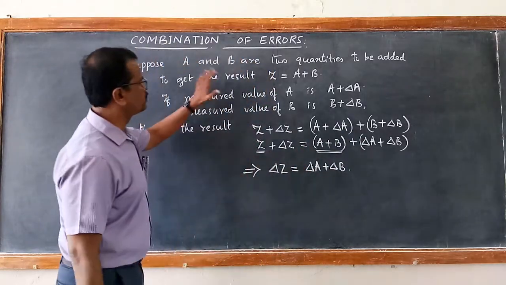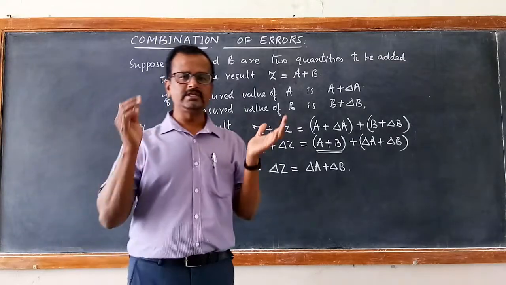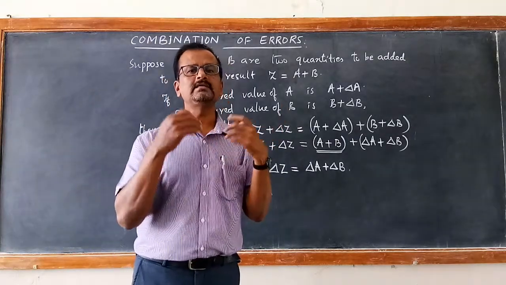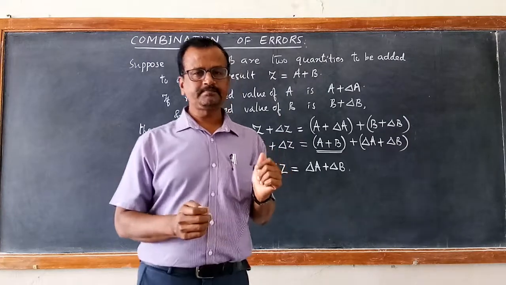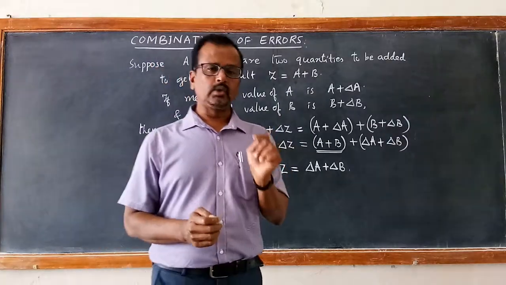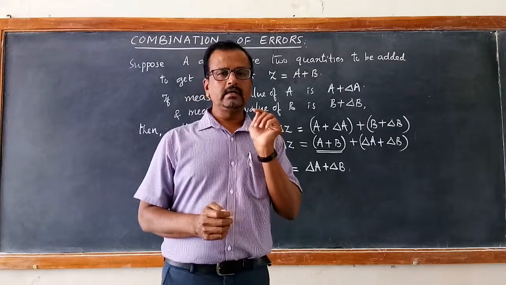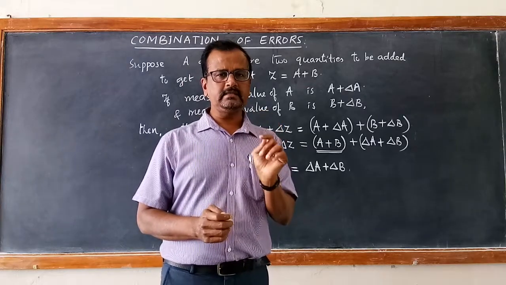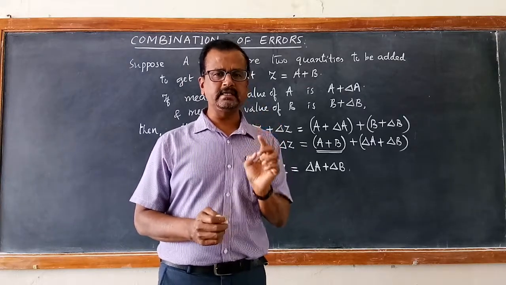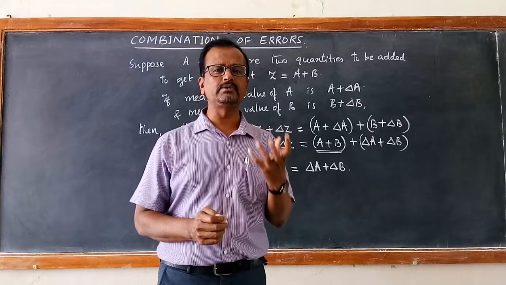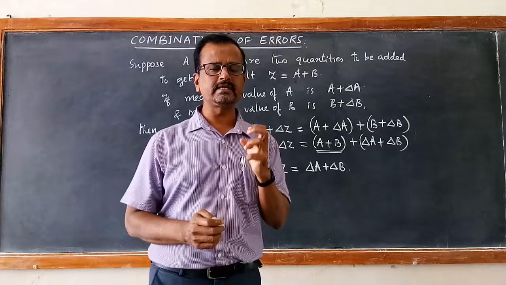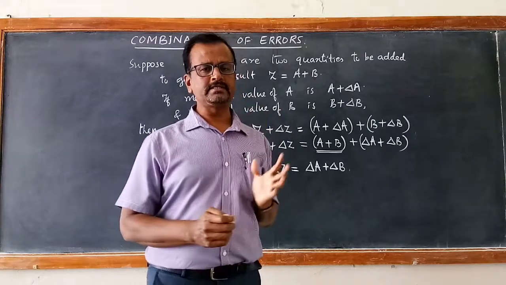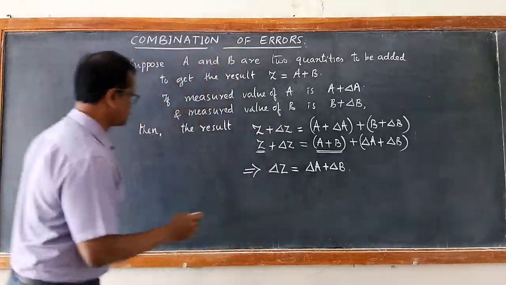This means if there are two physical quantities which need to be added or even subtracted to get the result, then the total absolute error in the result is equal to the sum of the absolute errors in the individual measured quantities. This is the first rule. So that's what I am going to write.